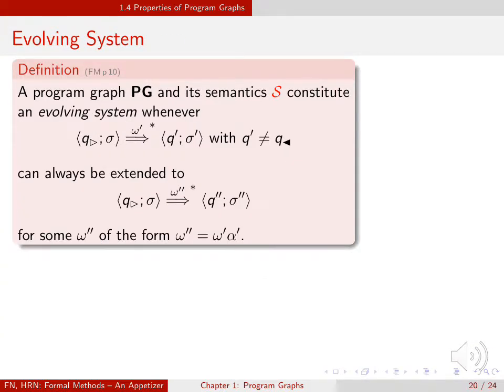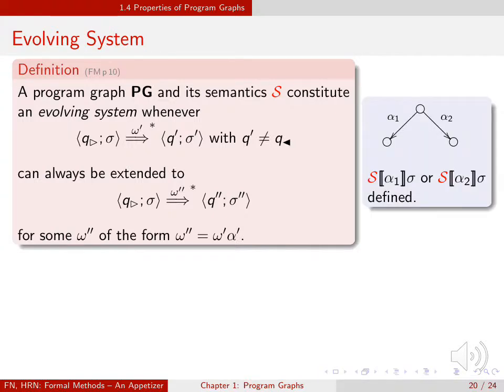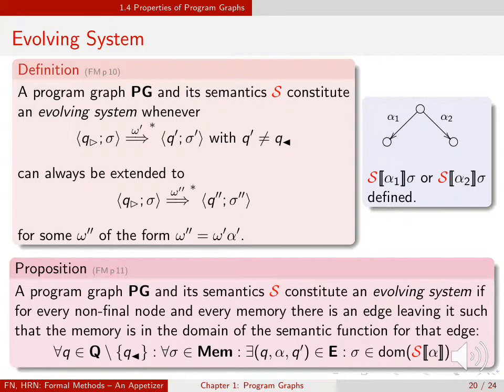Turning to evolving systems. A system is evolving whenever it can continue to take an execution step until it has arrived at a final configuration. We express this by saying that a computation sequence into a configuration that is not final can be extended with one more step. Again, there is a simple, sufficient test for this to hold, namely that every node must have at least one outgoing edge whose action is defined on the memory at hand. That this condition is sufficient to ensure that the system is evolving is expressed by the proposition here.